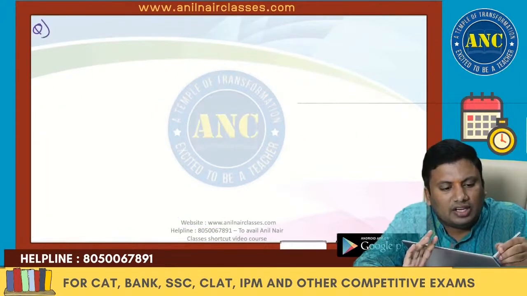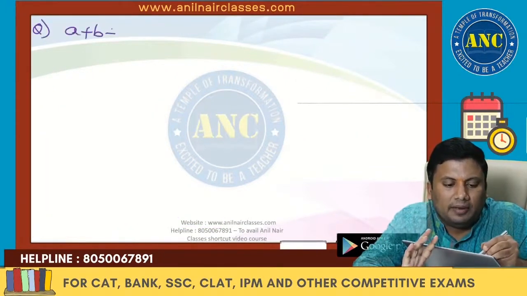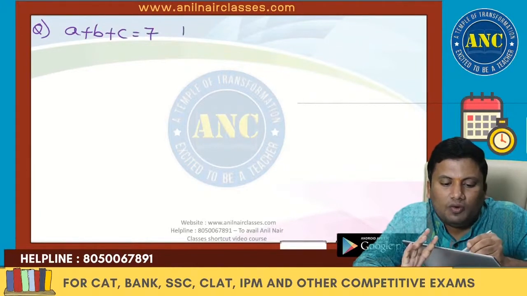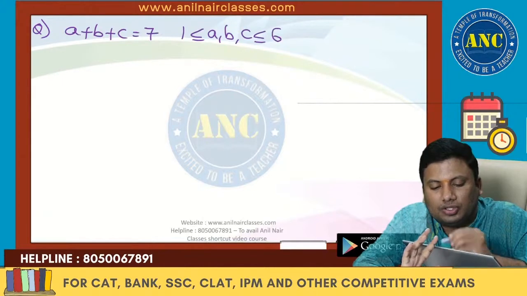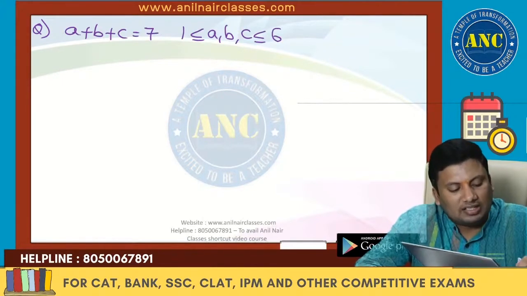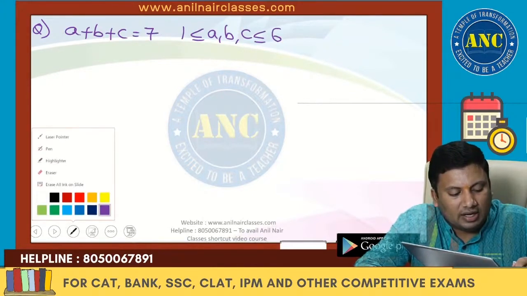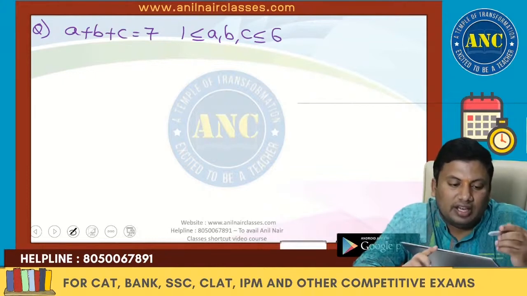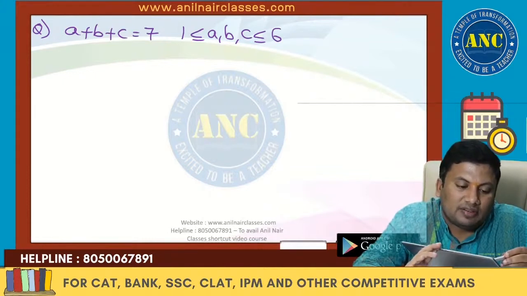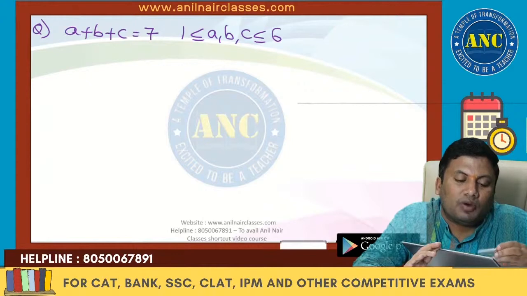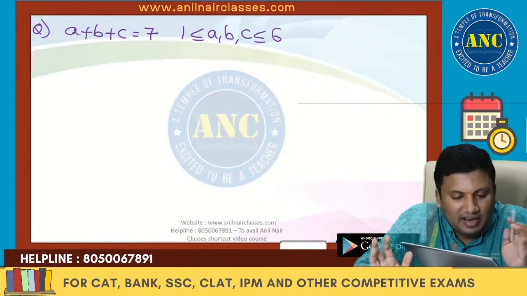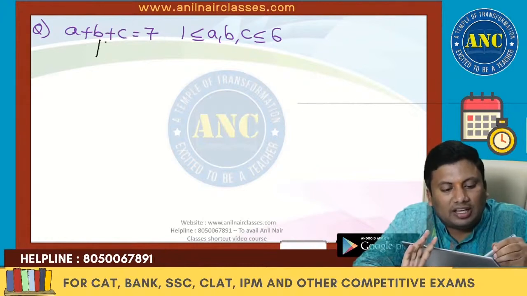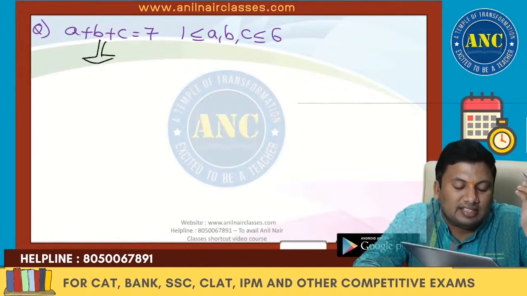A plus B plus C equivalent to 7, with 1 less than or equivalent to ABC less than or equivalent to 6. Now if you see, if I keep the highest value 6 and the lowest is 1, 1, 6 plus 1 is 8. Till 8, the gap method will work. After that, we have to decrease the cases.